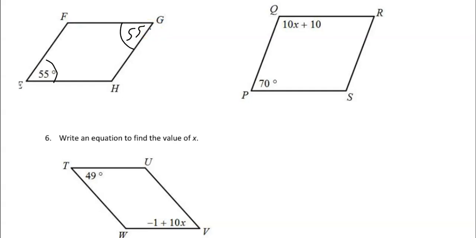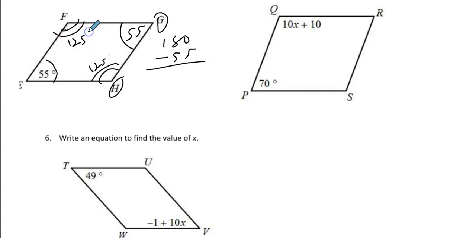We also know that consecutive angles are supplementary, which means G and H are supplementary. H and E are supplementary. E and F are supplementary. And think about it. Remember, we have 2 obtuse angles and 2 acute angles. The 2 acutes are the same, the 2 obtuse are the same. But they add up to 180. So if we do 180 minus 55, we end up with 125 degrees here and 125 degrees here.